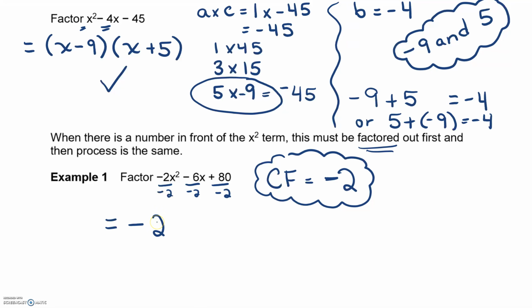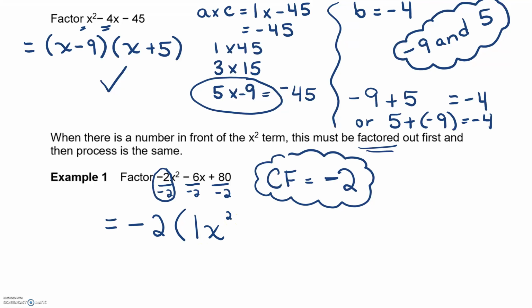So I put the common factor right over here. Okay, that's where the common factor goes. And then I open up a bracket. Then I do the actual division. So negative 2 divided by negative 2. Be careful, it's actually 1. And there's an x squared left over.